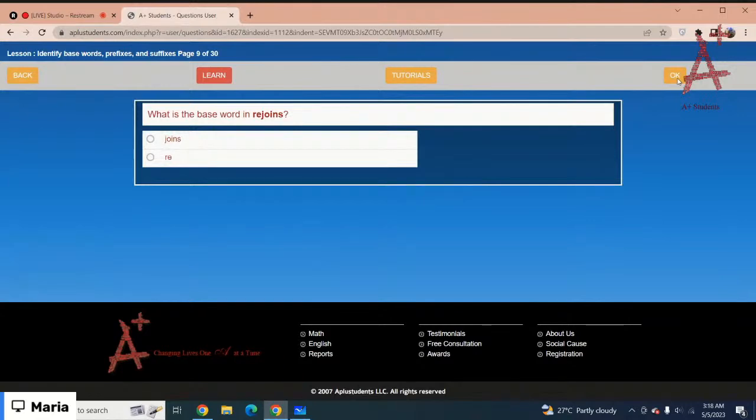What is the base word rejoins? Which is the base word? It would be join. The correct option is join.